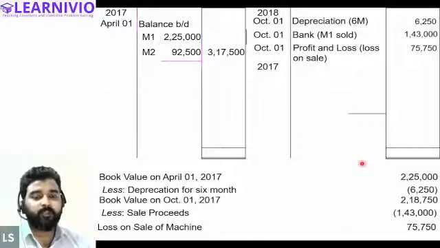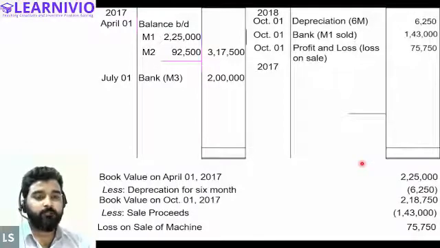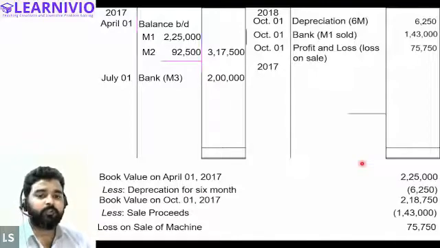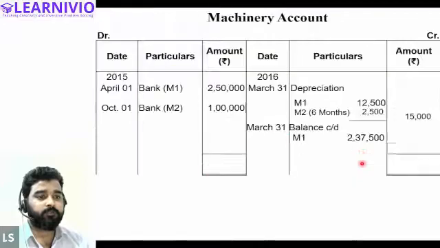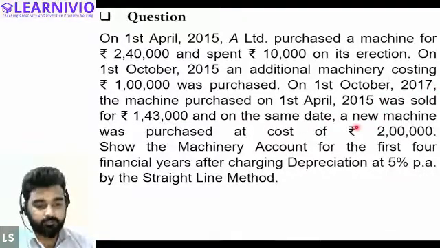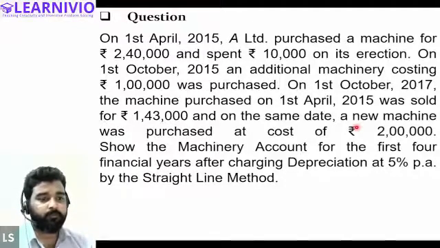on the same day, in the same year, we are purchasing a machinery for 2 lakh. I think we purchased this machinery on 1st October, no? We were purchasing the new machinery on 1st October. Let me check. Yes, on 1st October, a new machinery was purchased on the same date. So I think I'll have to correct this. Let me correct this. Just give me a moment.